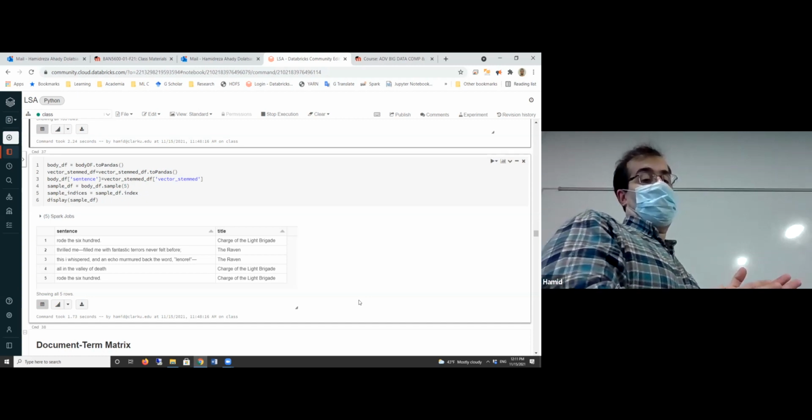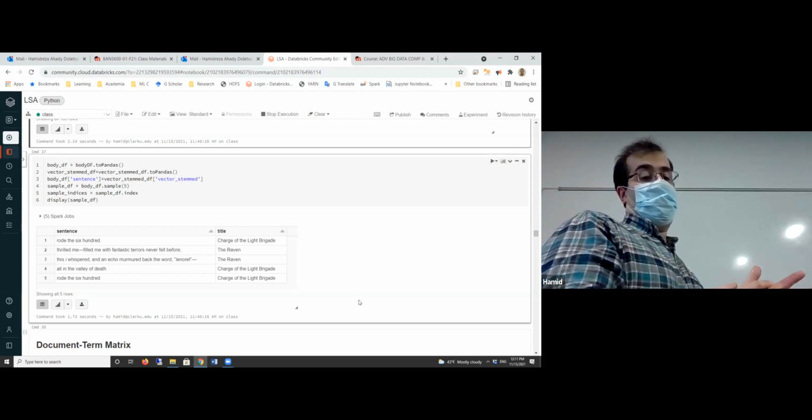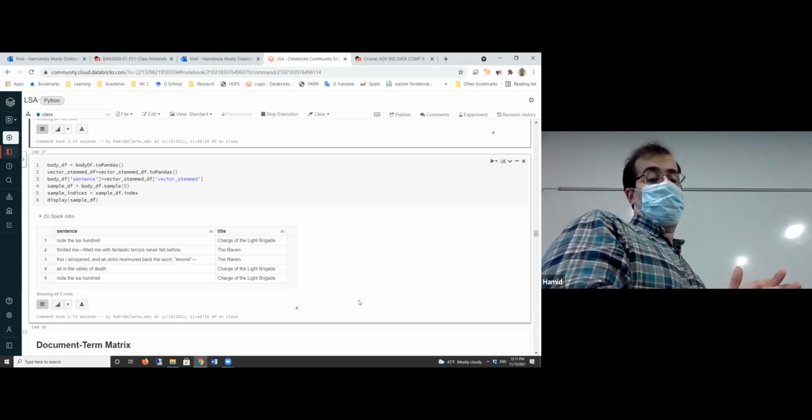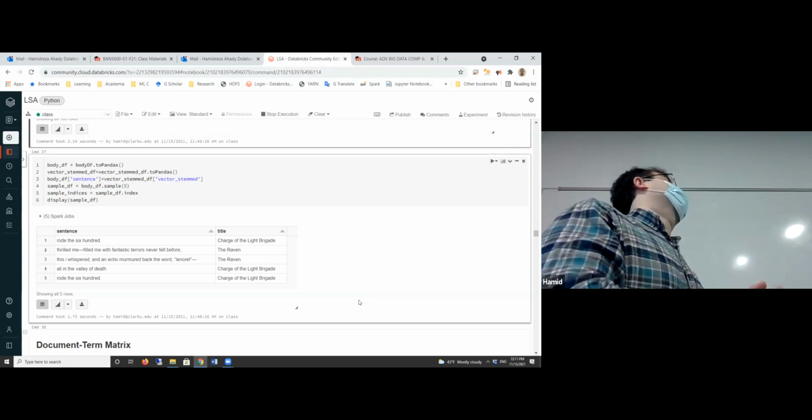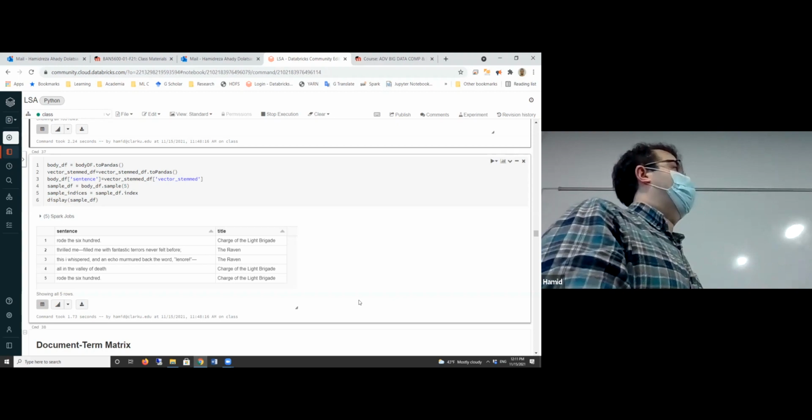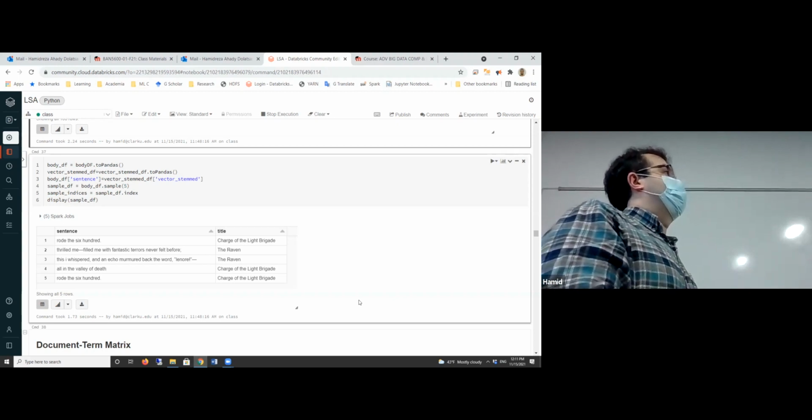And I'm just showing the 5 sample sentences that I do have. So as you see, those 5 are from Raven book and Charge of the Light Brigade. Also, I keep the index of those 5 sentences. Later, I just want to see what happens when I apply further functions.